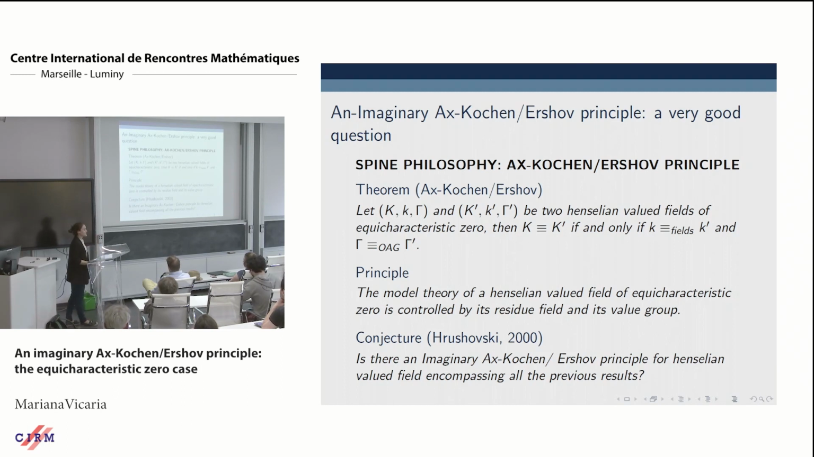As far as I have heard, there was a conjecture formulated by Hrushovsky in the 2000s, which was the following question: is there maybe an imaginary Ax-Kochen-Ershov principle for Henselian valued fields that would encompass all the previous results that I mentioned before?